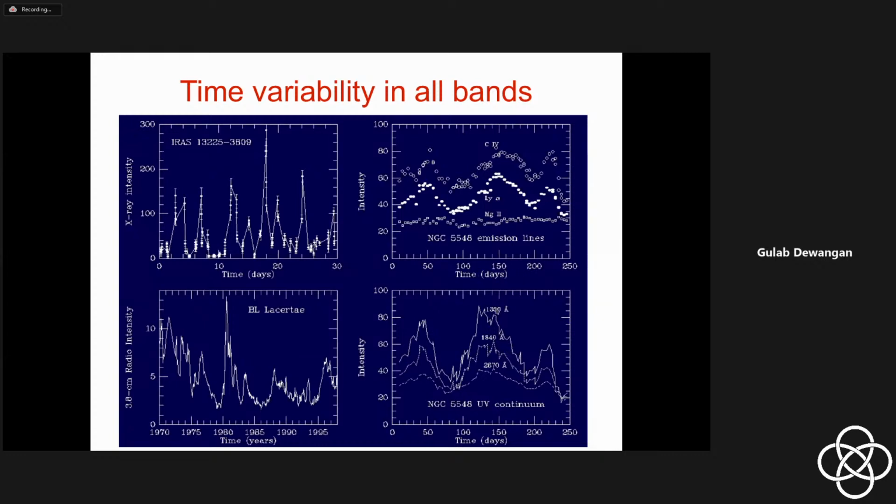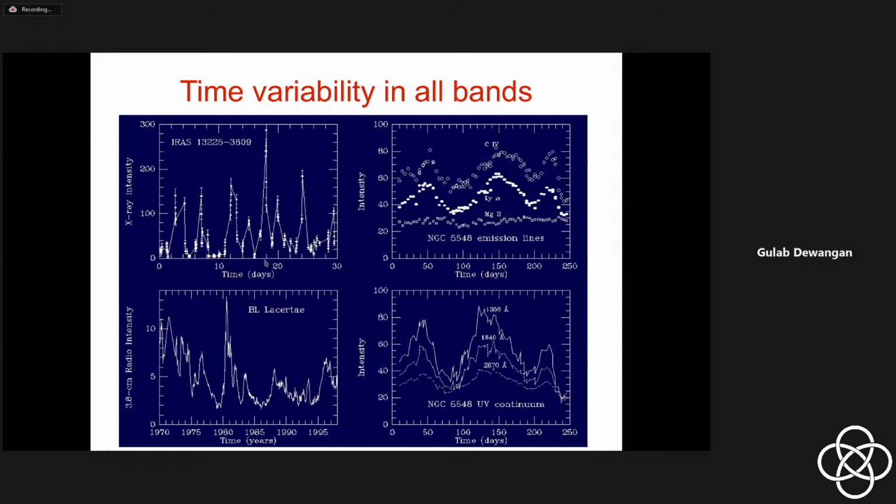And here you see the optical ultraviolet continuum emission. The continuum emission is at 1350 angstrom, 1840 angstrom, and 2670 angstrom. The continuum is also highly variable, in fact, more strongly variable compared to the line emission.